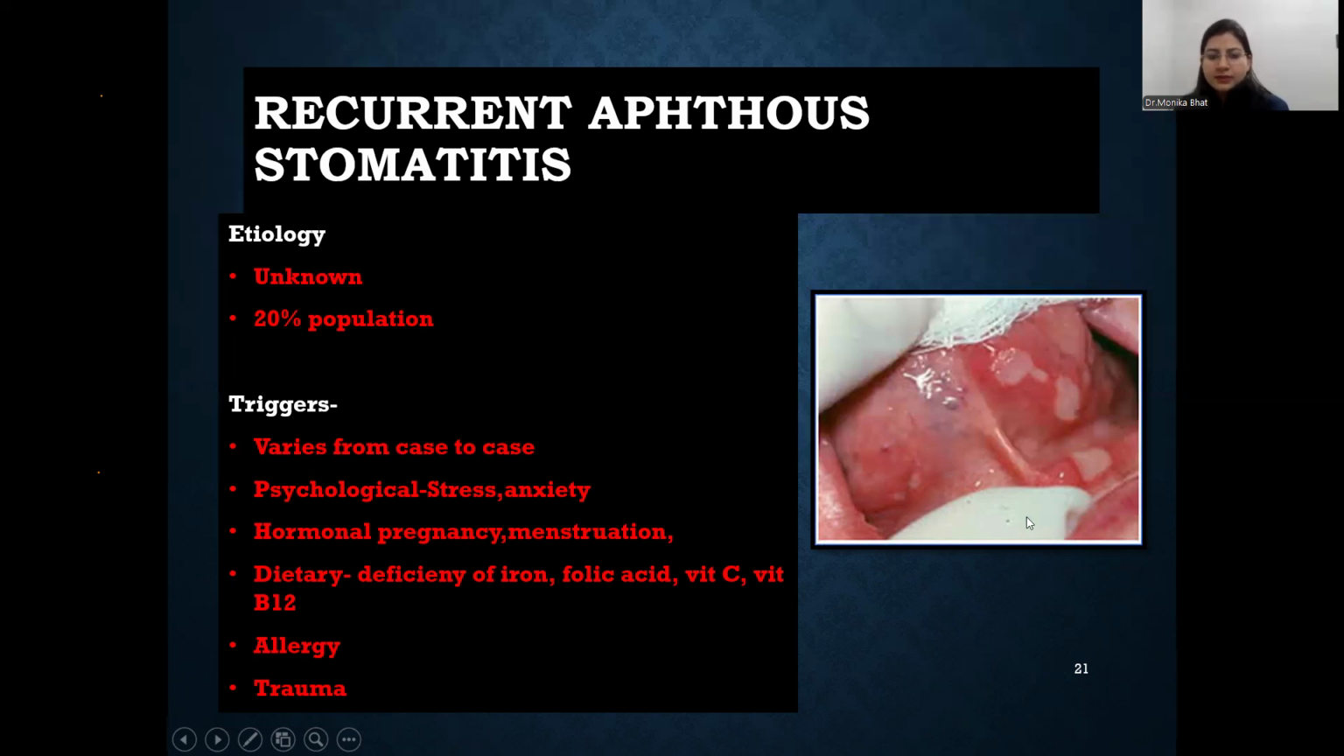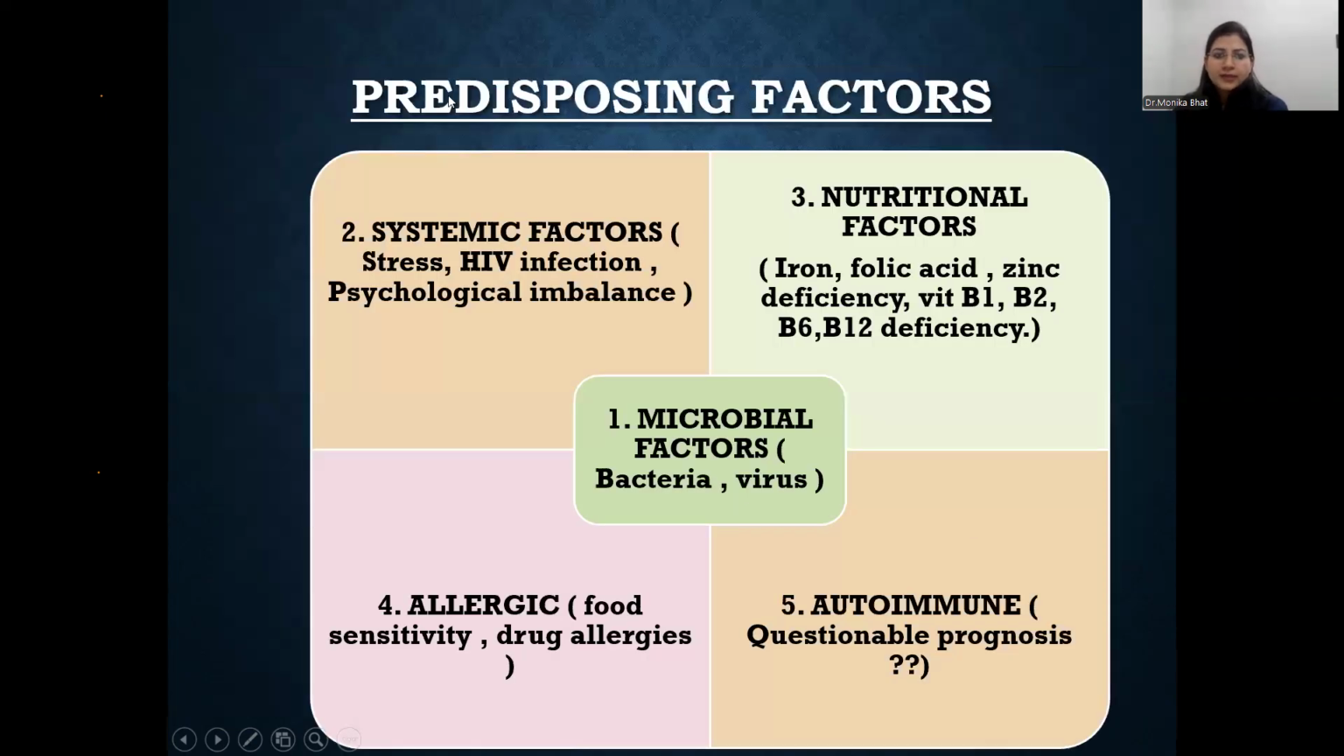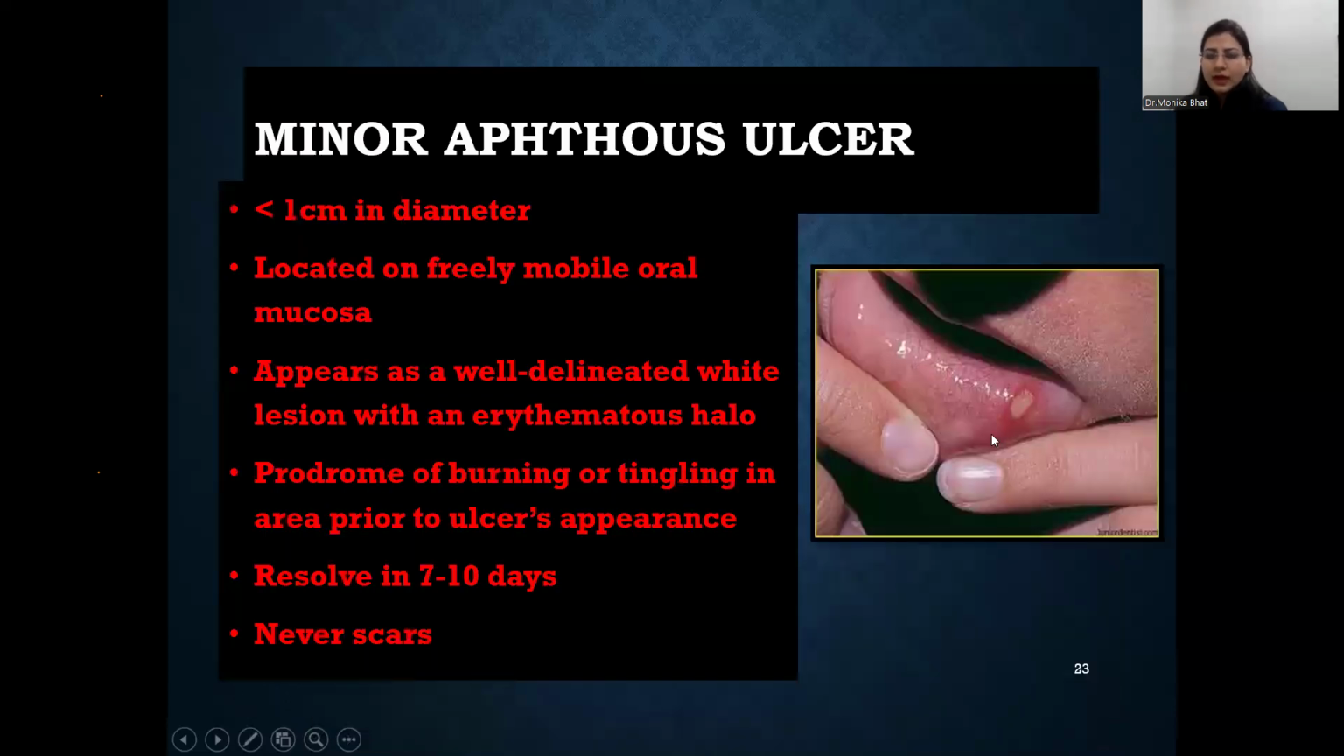Another cause that can be associated with this is trauma. Then the systemic factors: stress, HIV infection, psychological imbalance, and any nutritional deficiencies of vitamins like B6, B12, B1, and iron and folic acid deficiency. Some bacterial or viral infections can sometimes precipitate this type of ulcer. Allergies, like food sensitivity and drug allergies, can be a cause of this ulcer. This has various types, the minor and the major aphthous.